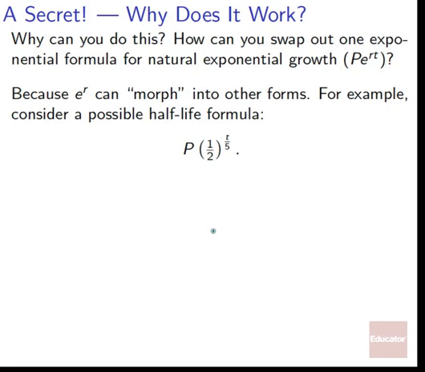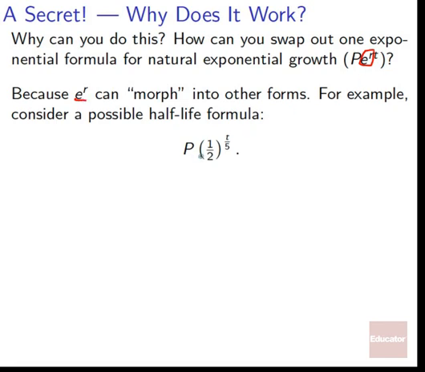Why can you do this? How can you get away with using PERT when we've got all these special formulas? How can you swap out some exponential formula for just natural exponential growth, the PERT form? The reason is that this e to the r part can morph into other forms. For example, let's look specifically at a possible half-life formula.